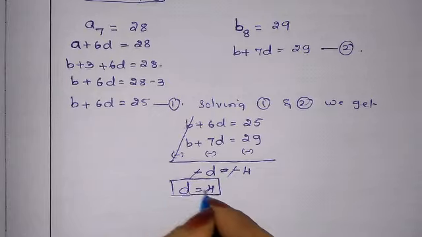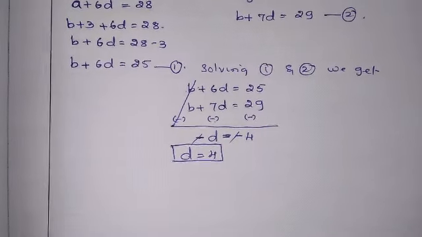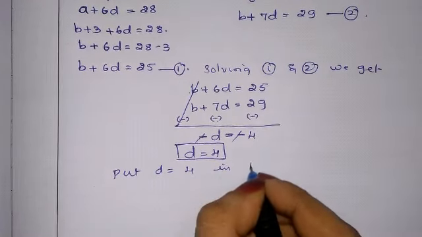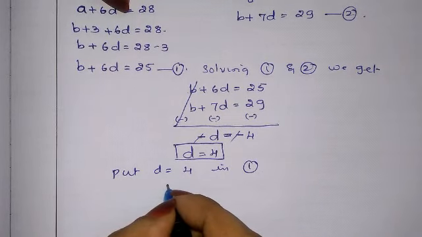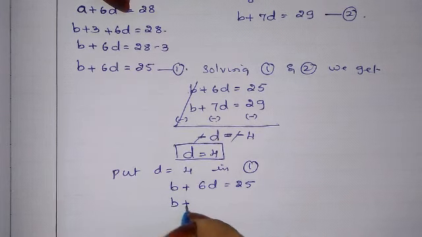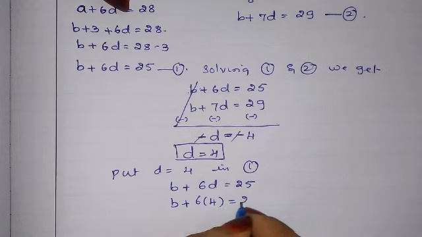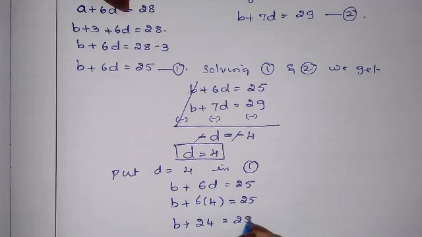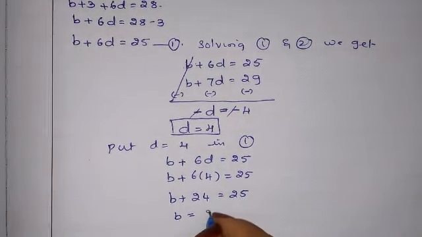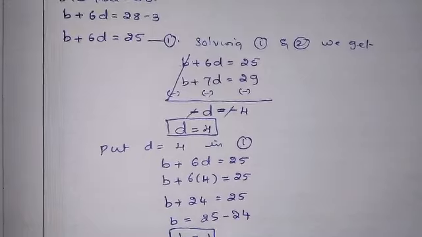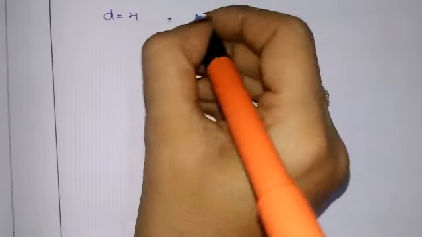So the common difference of both APs is D, and we got the D value. Now we want the A and B values. Put D equals 4 in equation 1, that is B plus 6D equals 25. B plus 6 into 4 equals 25, because the D value is 4. 6 4s are 24, so B equals 25 minus 24. B equals 1. We got the D value 4 and the B value 1.